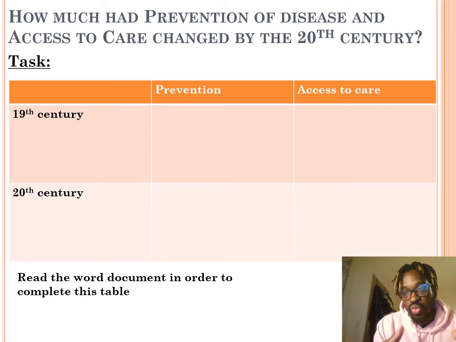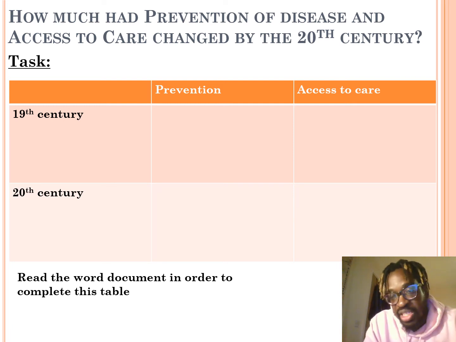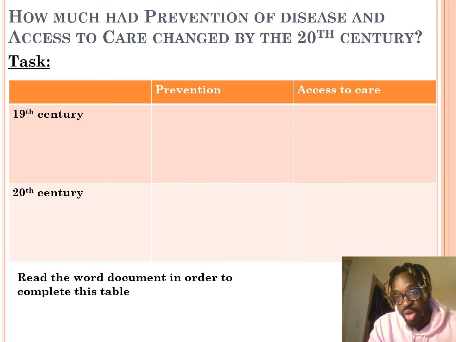So again, answers are in the Word document, but first fill in the 19th century. So in the 19th century, what type of prevention of disease existed? We've done that work already. Go back and look in the work you've done from previous lessons. What diseases could be prevented? How could they be prevented? So, for example, Edward Jenner came up with a vaccination for smallpox. That was an example of prevention in the 19th century. Access to care. Again, hospitals, due to the work of Florence Nightingale, they were being rebuilt. They were well ventilated, etc. So people had access to some form of hospitals in the 19th century.